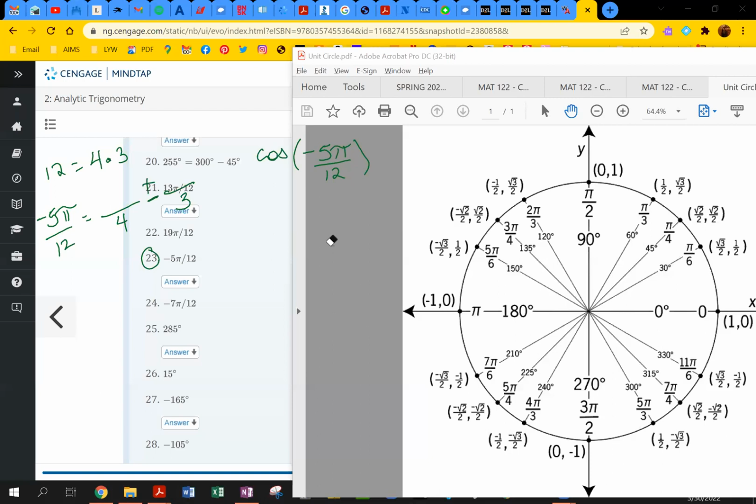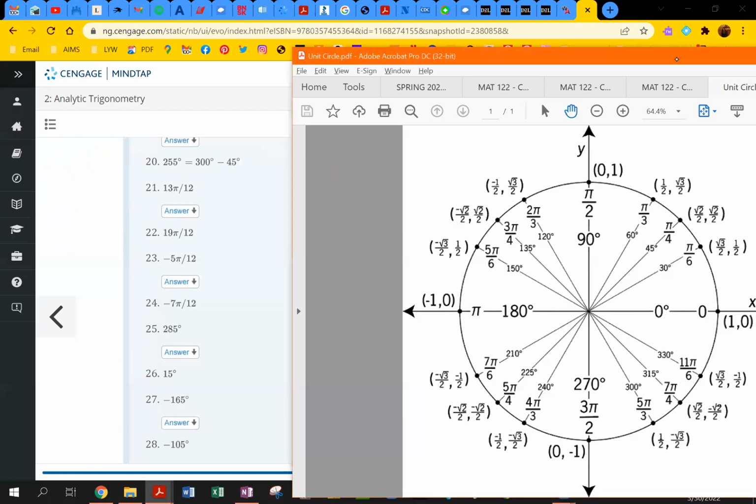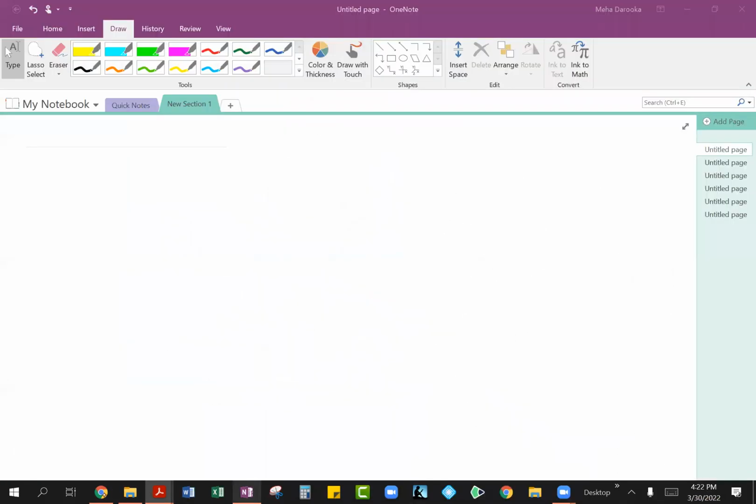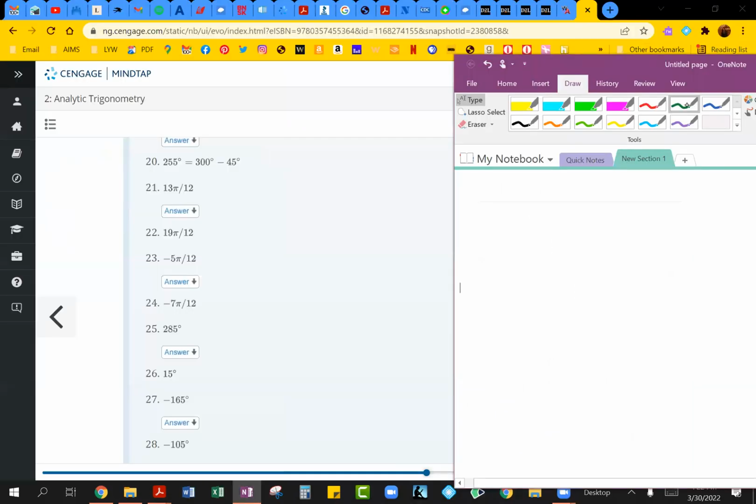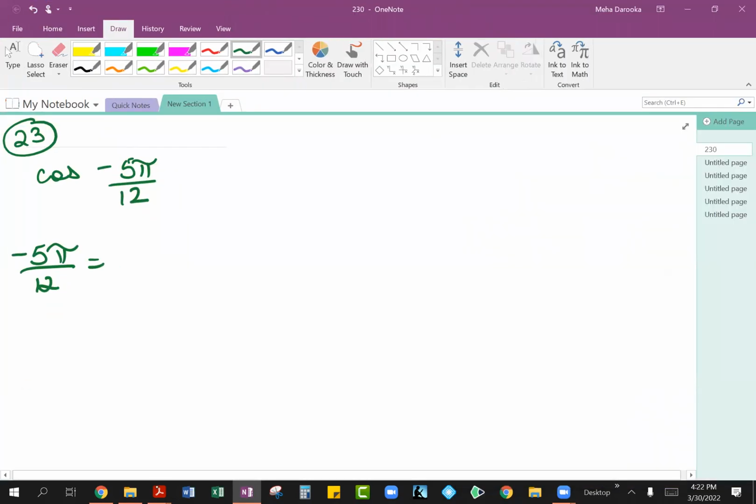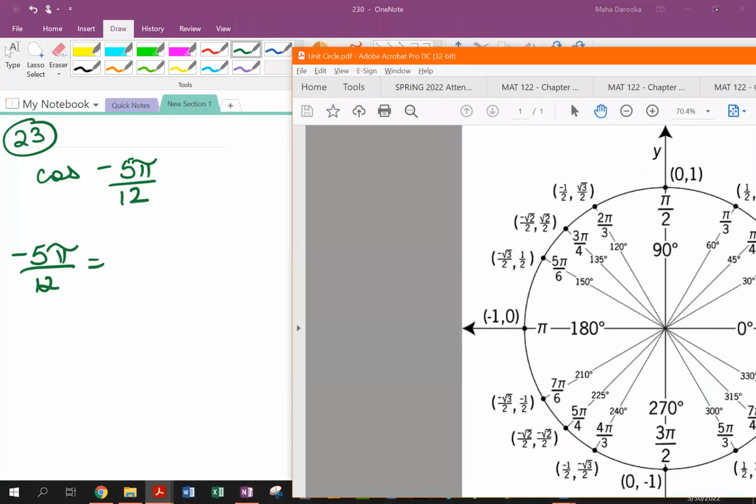Okay, I'm actually going to move this over to our notepad over here. I think it might be a little bit easier. So let's see, this is 23. We want to break down cosine of negative 5 pi over 12. First thing we are doing is trying to split up 5 pi over 12 using our angles from the unit circle.